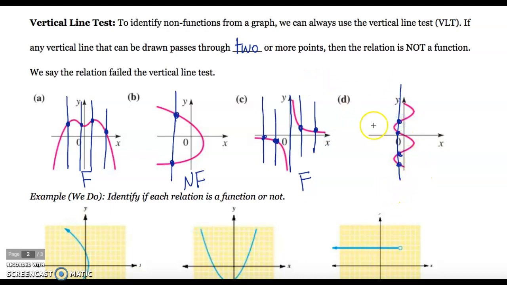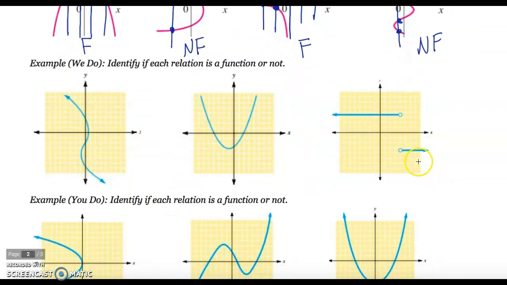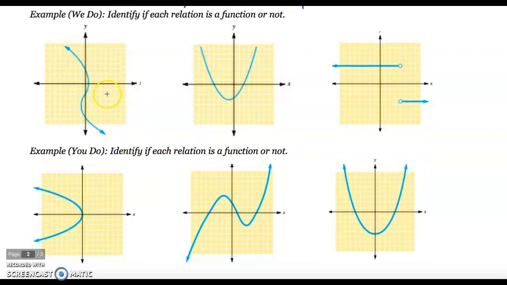And so this one obviously hits 2 or more points, so this one would also not be a function. All right, let's go through a couple more of these, so I can identify if each relation is a function or not.